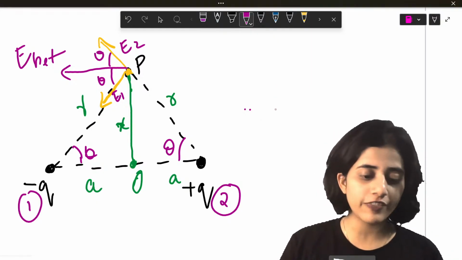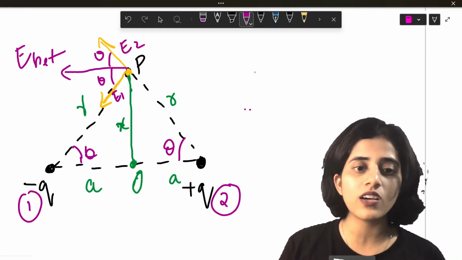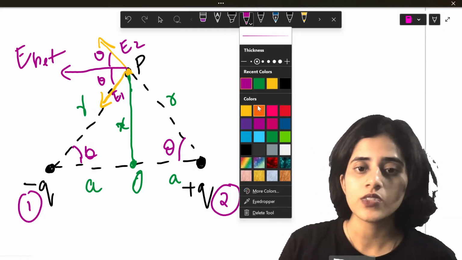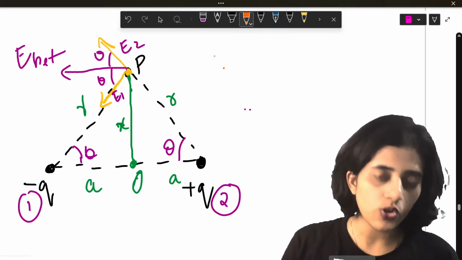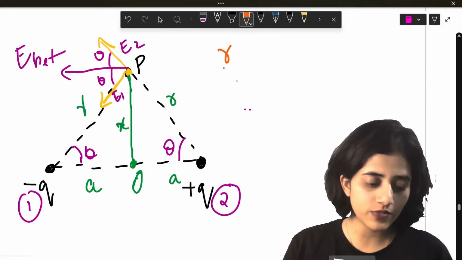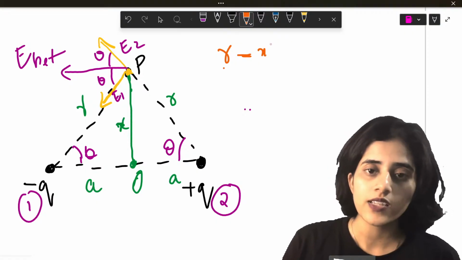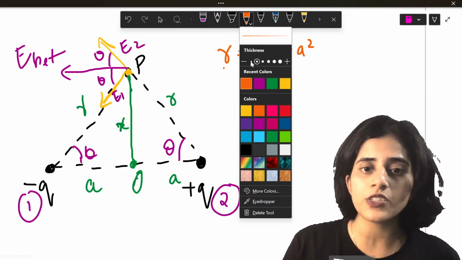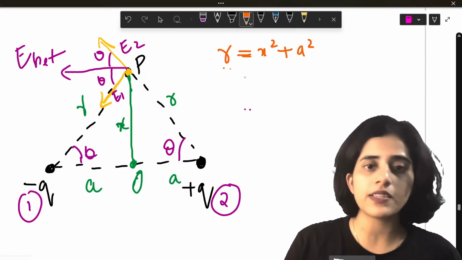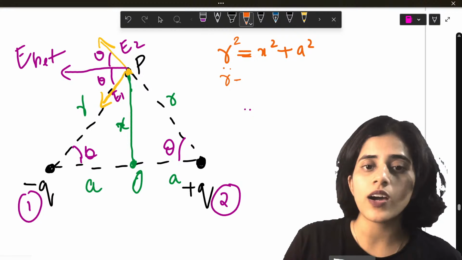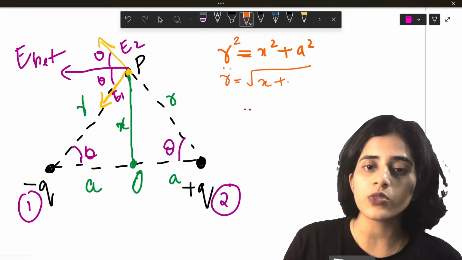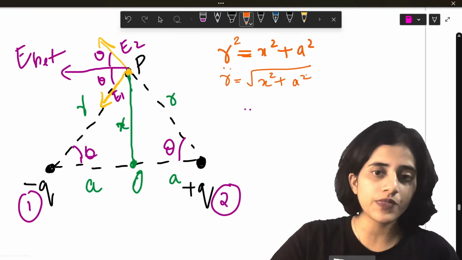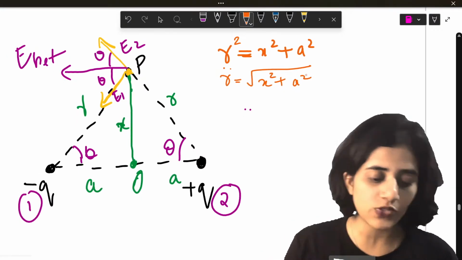Now what we will do? Let's just find out the distance first. So let's just take R. R is the hypotenuse of the triangle. So shouldn't R square be equal to side square plus side square? Since R is the hypotenuse, R should be equal to square root of x square plus a square. I'm writing all the important parameters first.